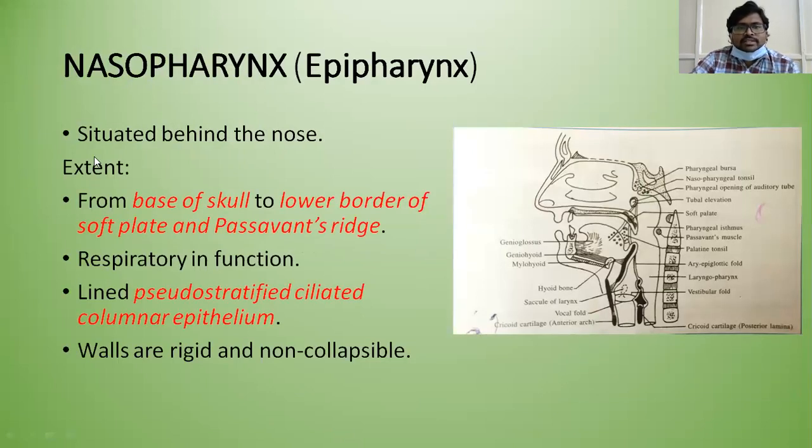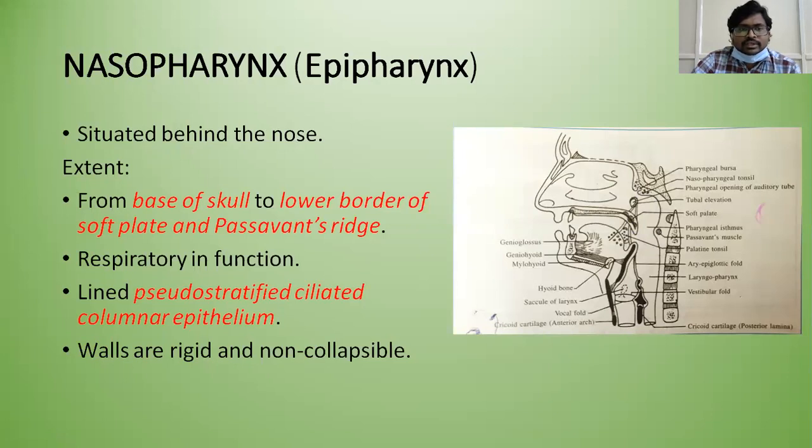Now coming to the nasopharynx, it is also known as the epipharynx. It is situated behind the nose. The nasopharynx is situated behind the nasal cavity. It extends from the base of the skull to the lower border of the soft palate or Passavant's ridge. In the previous class, we discussed the Passavant's ridge. It's nothing but an elevation in the posterior pharyngeal wall caused by the U-shaped sling of the palatopharyngeus muscle.